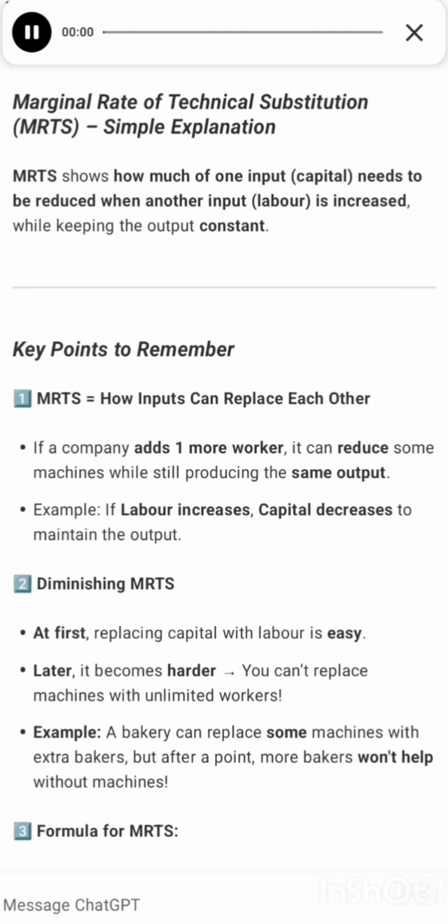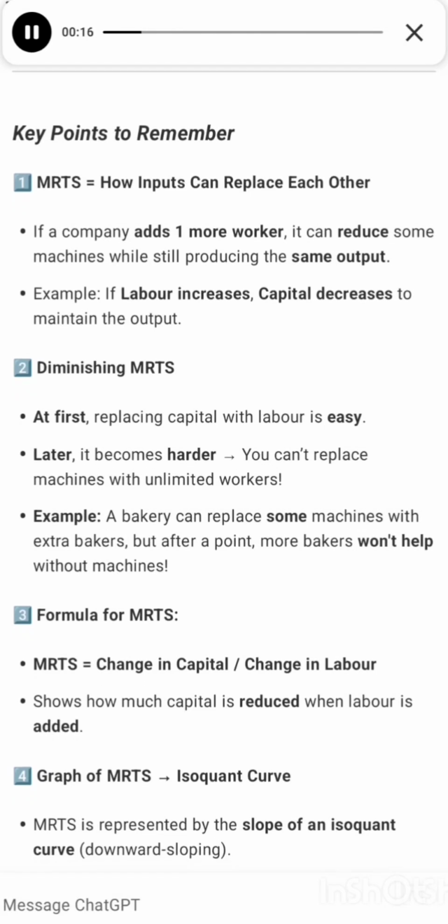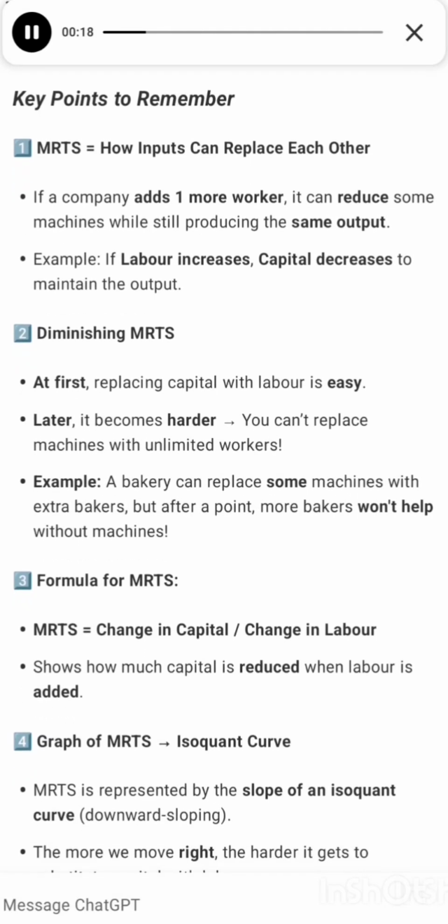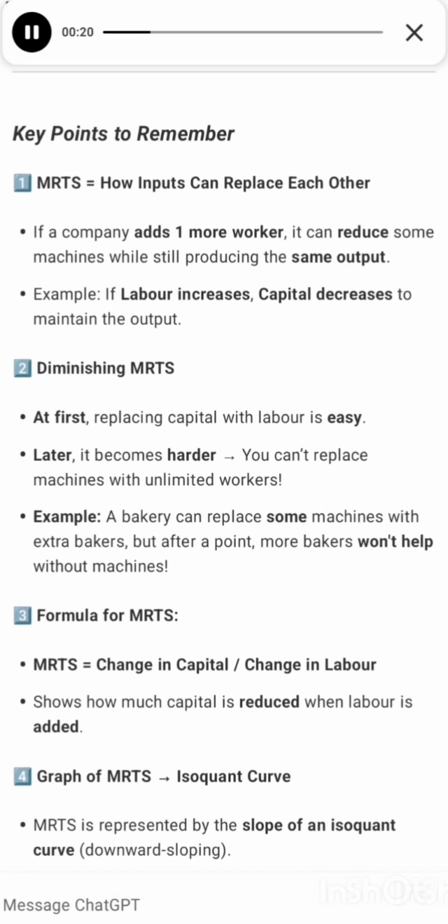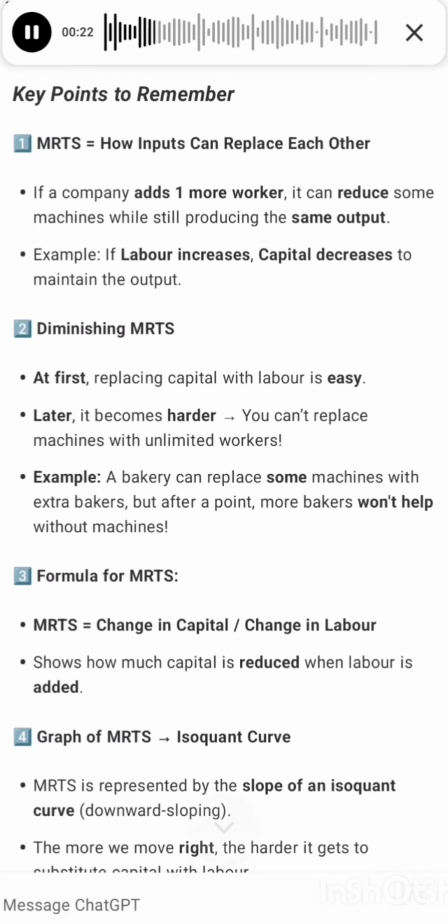Marginal rate of technical substitution, MRTS, simple explanation. MRTS shows how much of one input, capital, needs to be reduced when another input, labor, is increased, while keeping the output constant. Key points to remember. MRTS equals how inputs can replace each other. If a company adds 1 more worker, it can reduce some machines while still producing the same output. Example: if labor increases, capital decreases to maintain the output.